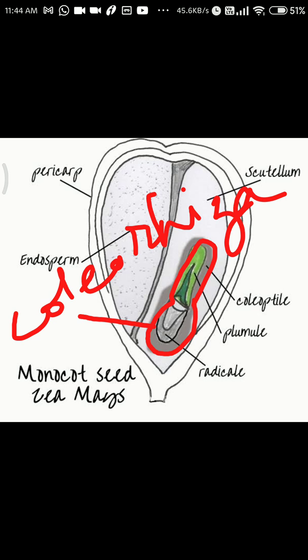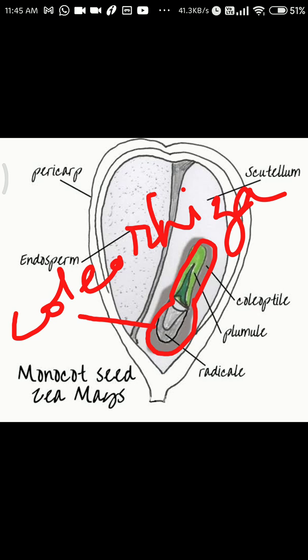And then the endosperm. Endosperm is the special feature of the monocot seed. Means endosperm you can get only in monocot seed, and it just lies beneath the seed coat. The seed coat is the outermost covering. And that provides the food to them.